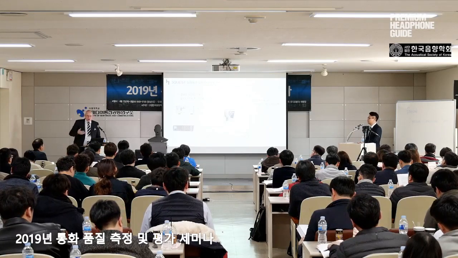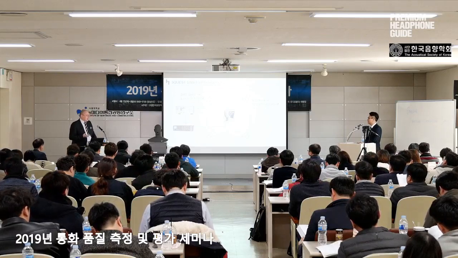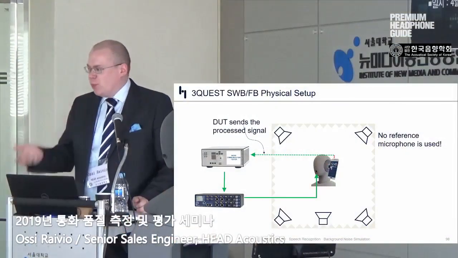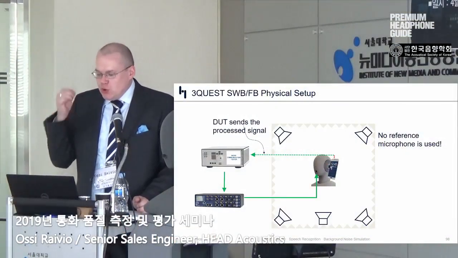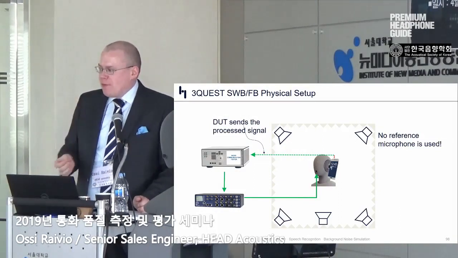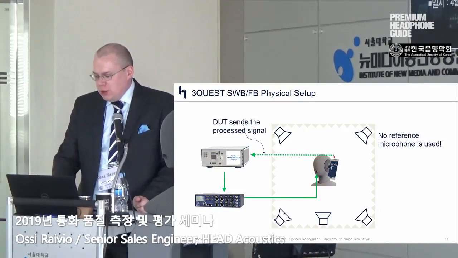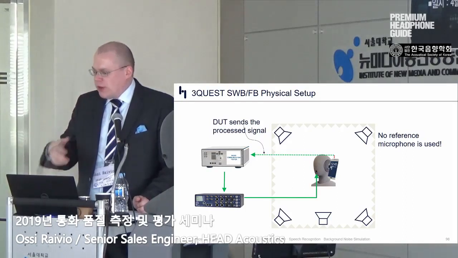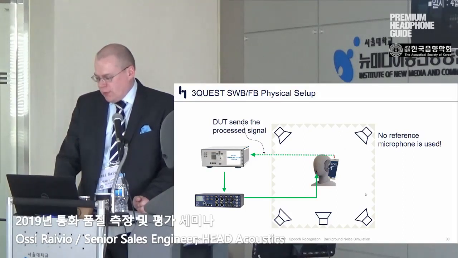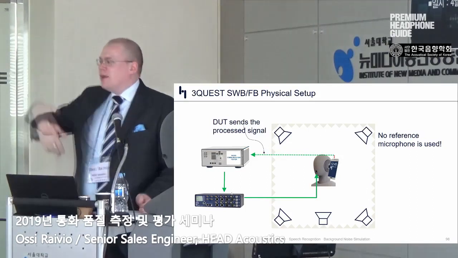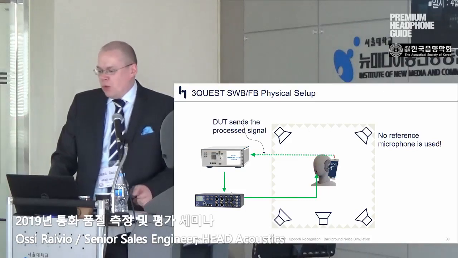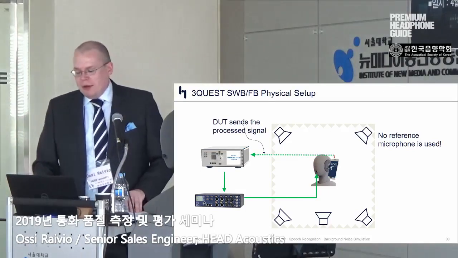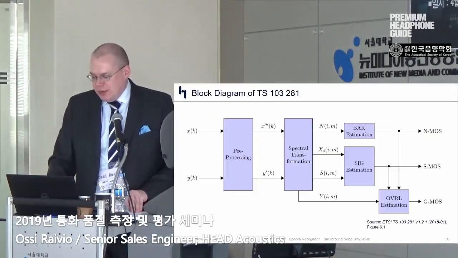So this picture just highlights the fact that when you are measuring the 3QUEST super wideband full band, you don't need the reference microphone anymore. You just have the terminal at the dummy head. The dummy head is talking. You are recording, and of course you have the background noise going on. You're recording what is coming from the device, and from there alone, the algorithm is capable of calculating the S-MOS, N-MOS, and G-MOS.